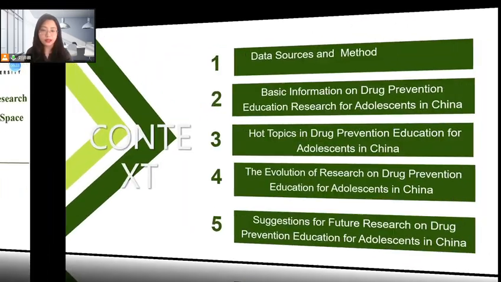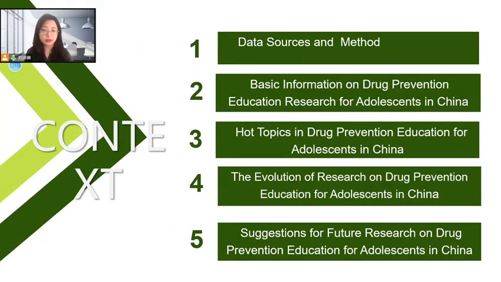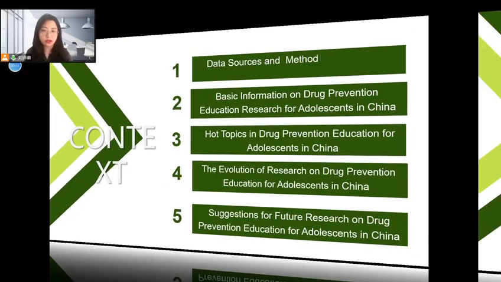And our research can be divided into about 5 parts. The first part is data sources and method. The second is basic information on drug prevention education research for adolescents in China. The third is the hot topics, and the fourth is the evolution of research. The final part is the suggestions for the future research.